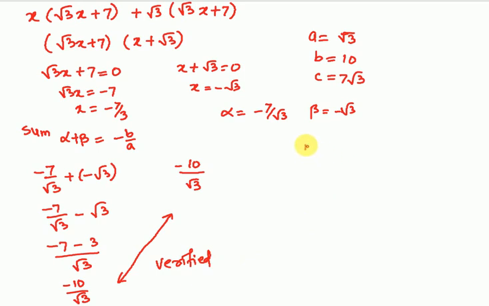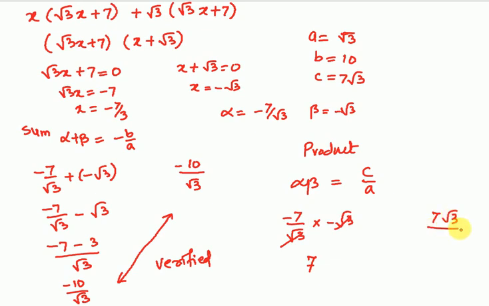Another one, product of zeros. Alpha beta is equal to c by a. Alpha beta, minus 7 by root 3 into minus root 3. The root 3 gets cancelled, minus minus plus 7. Then c value is 7 root 3 divided by a value is root 3. So this root 3 cancels, answer is 7. So this is also equal. This means our second relation, that is product of zeros, is also verified.